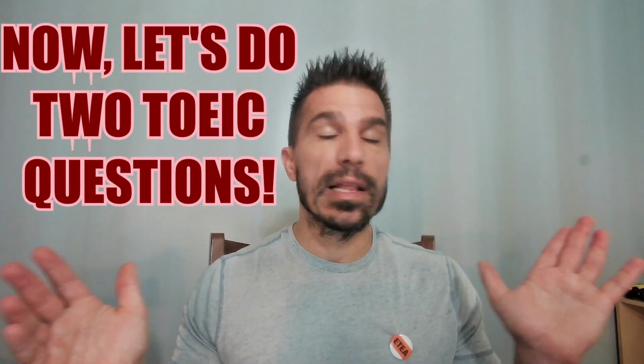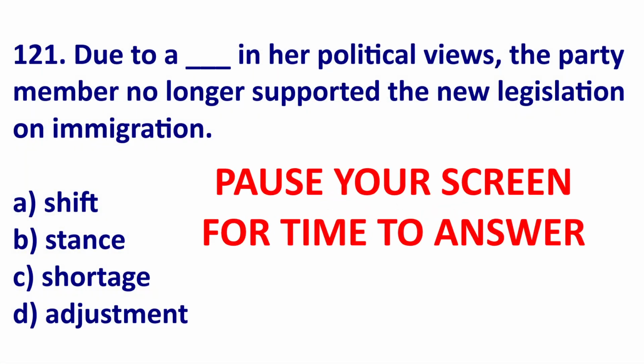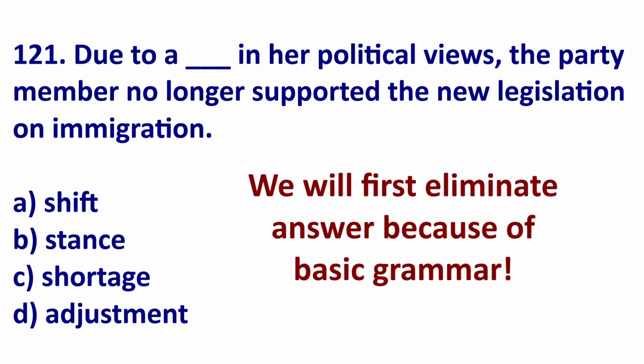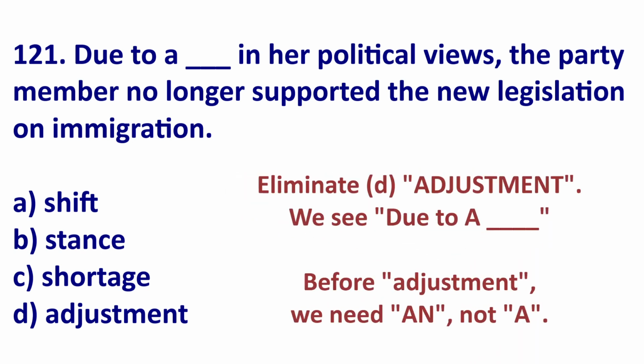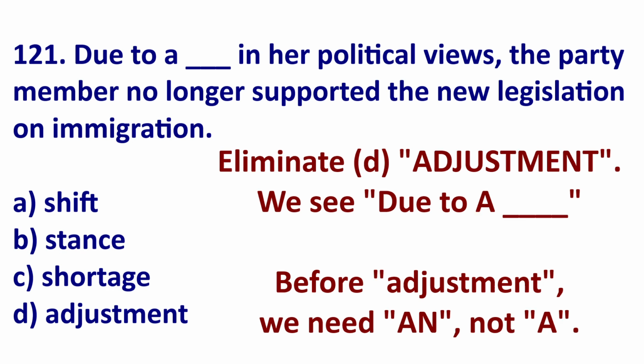Okay, so let's try 2 TOEIC questions. Here is the first. Let's start very simple and eliminate an answer that is definitely wrong. First, remove D, adjustment. This is just because of grammar. We see we have a. A adjustment is wrong. Before adjustment, you would need an, because adjustment starts with a vowel sound. So adjustment is definitely wrong.